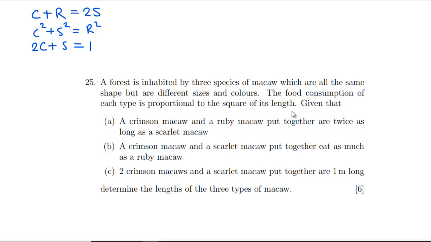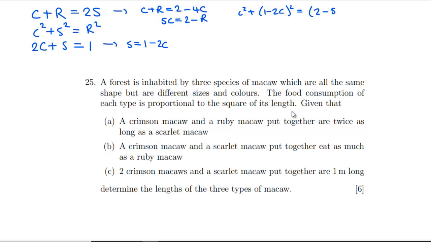So let's get rid of S first of all then. So we've got S is equal to 1 minus 2C. So that means from there we've got C plus R equals 2 minus 4C, so 5C equals 2 minus R. We can stick all of this then into the middle one. So we've got C squared plus (1 minus 2C) squared equals, well, R squared, which is (2 minus 5C) squared. So let's solve this for C.